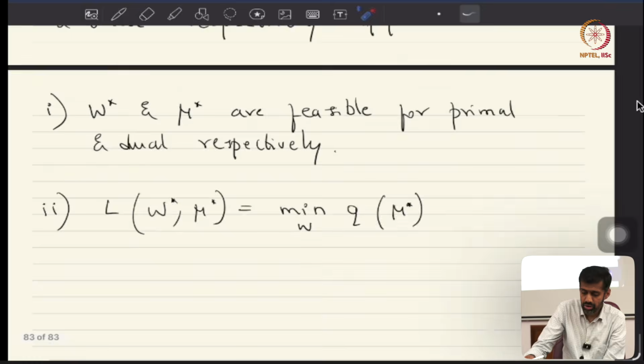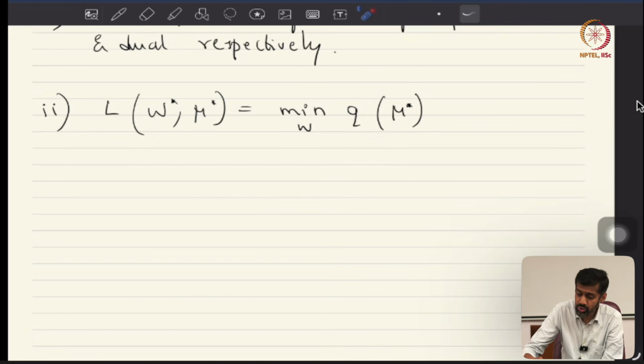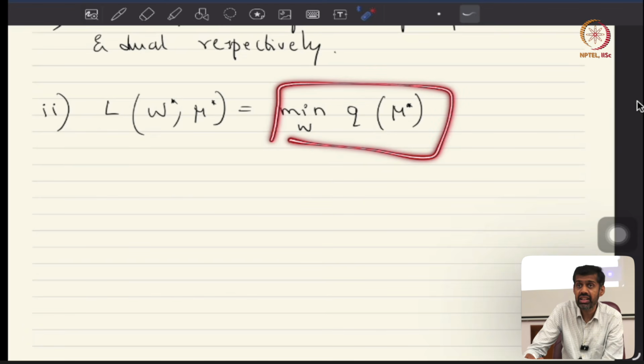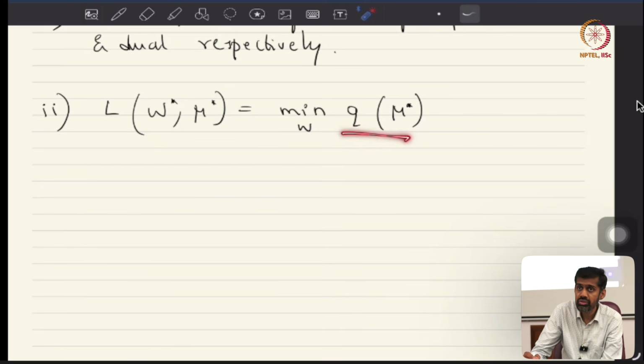This is how you construct the dual function. First you start by constructing the dual function by minimizing over W. That gets you the dual function, and then you maximize the dual function with respect to the Lagrange multipliers, which is the dual problem. Yes, Q is a function of mu.